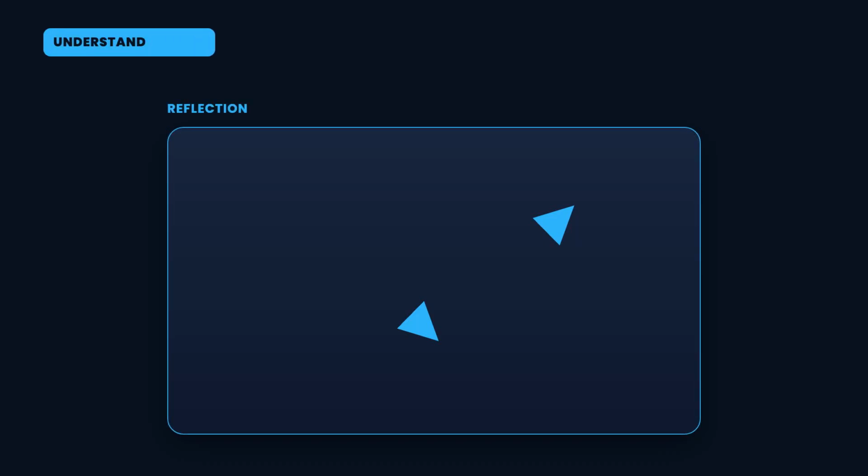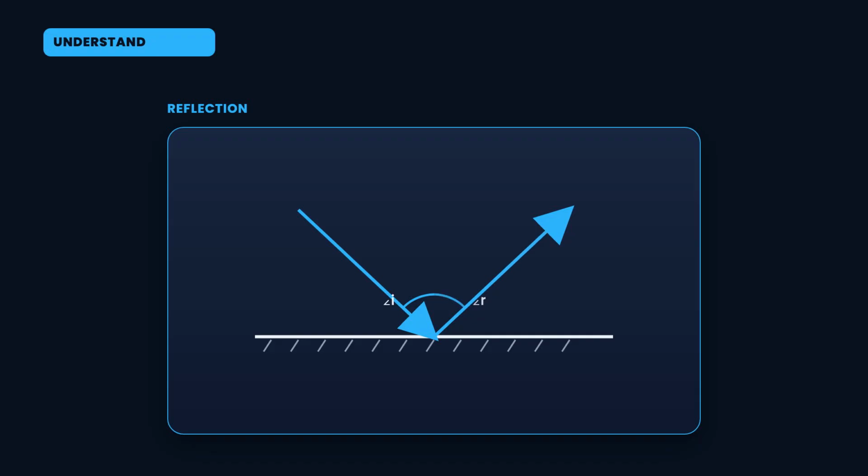Start with reflection. 2 laws. The angle of incidence equals the angle of reflection, and the incident ray, the reflected ray, and the normal all lie in the same plane.